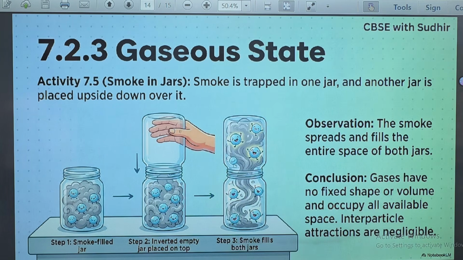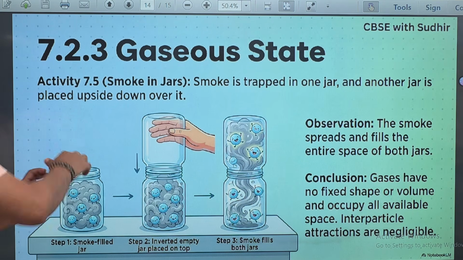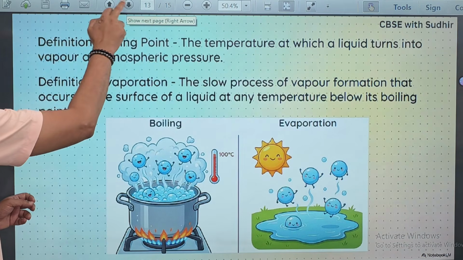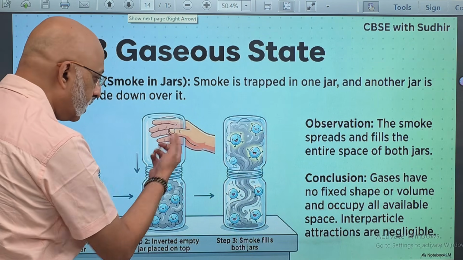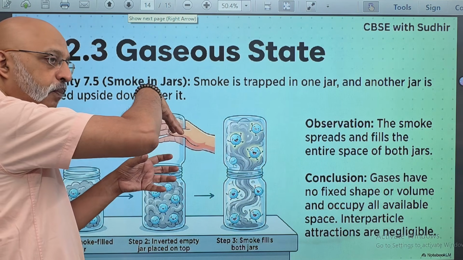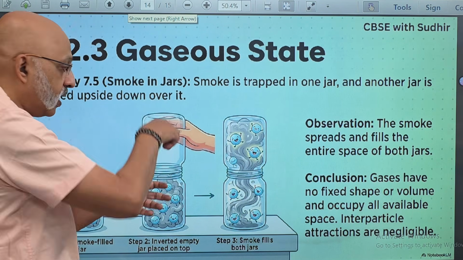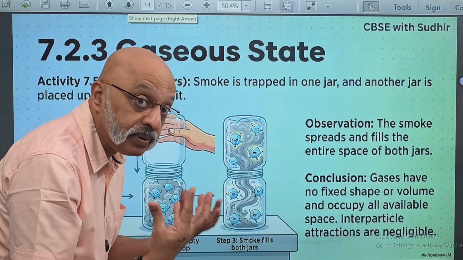Third, let's move to the gaseous state. Smoke is trapped in one jar, right? This is one jar and you have trapped it and you have closed the lid and there is gas inside. It's a smoke filled jar. Now what you do is get another jar, open the lid of the jar and you immediately put that jar on top of it. Okay, now this one has some gas inside it. This one is an empty jar.